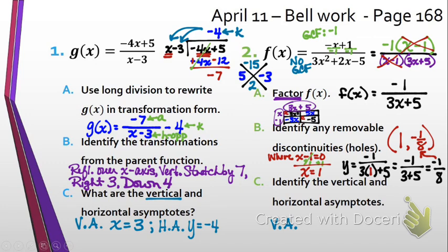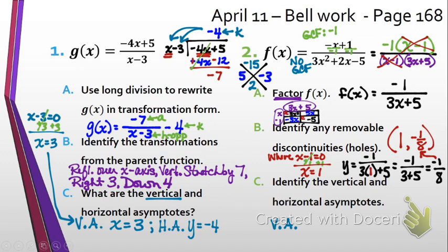0. So if I set this equal to 0, I'm going to come over here and demonstrate what we've been doing in our heads for a while. X minus 3 equals 0. How would I solve that for x? Add 3 on both sides. And I get x equals 3. That is how I'm getting that vertical asymptote. That is how I'm finding that h value.